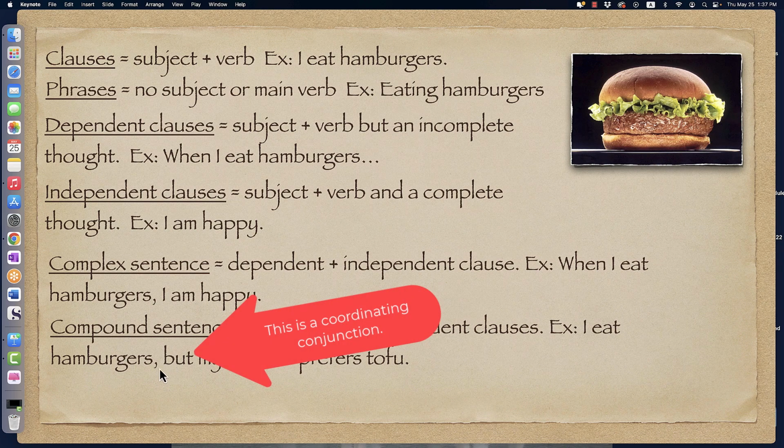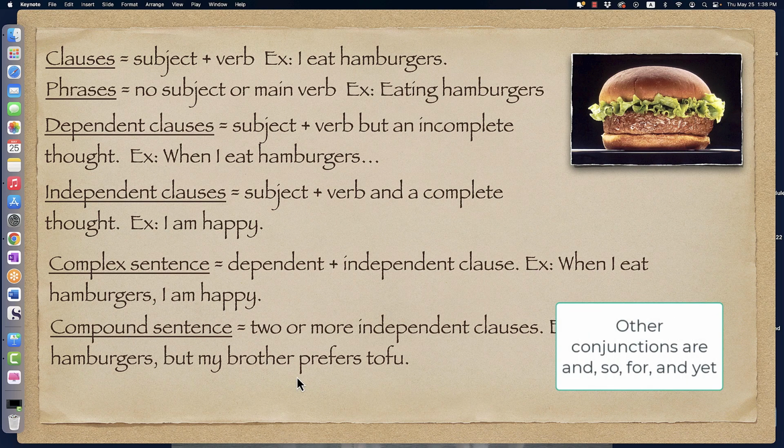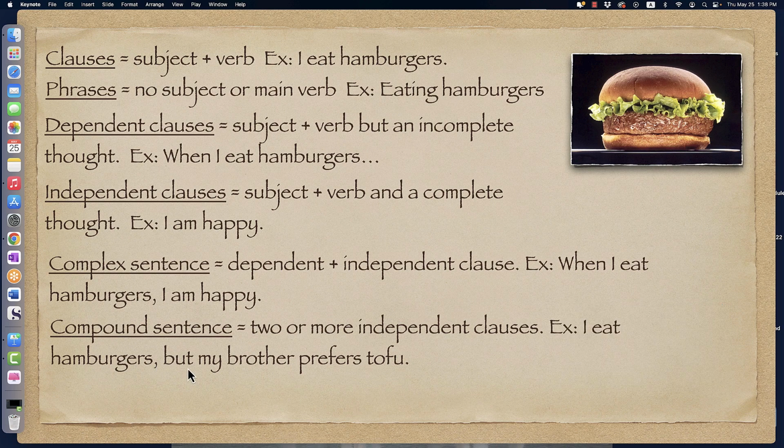In this case, we're using what we call a conjunction, or a coordinating conjunction. I'm showing contrast here, so I'm using but. I could show additional information and use and. When we want to show a cause and effect, we might use so. But right here, I'm just showing a contrast because I like one thing and my brother likes another, so I'm using but. And notice the punctuation. When we have compound sentences connected with a conjunction, we put a comma before the conjunction.